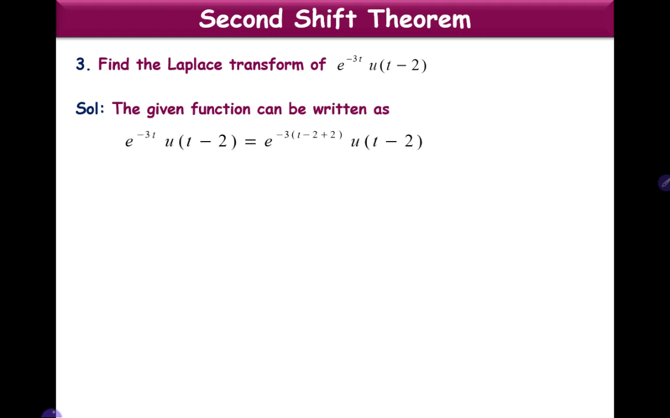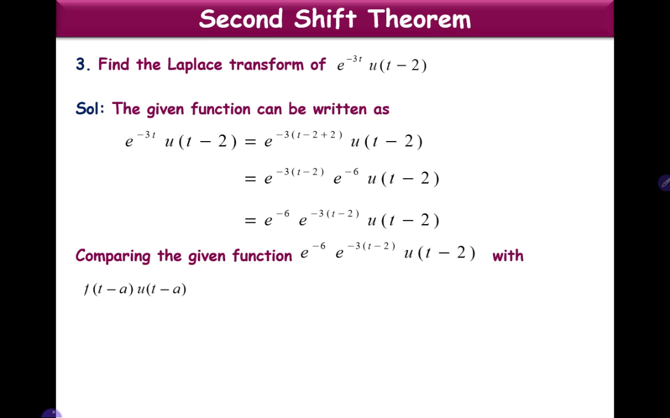That is, the given function can be written as e power minus 3 into t minus 2 plus 2, into u of t minus 2. Now if we split e power minus 3 into t minus 2 plus 2, we get e power minus 3 into t minus 2 into e power minus 3 into 2, that is e power minus 6, into u of t minus 2. This e power minus 6 is a constant term because it does not contain any t terms. So now the Laplace transform of e power minus 3t into u of t minus 2 can be evaluated using the second shift theorem.